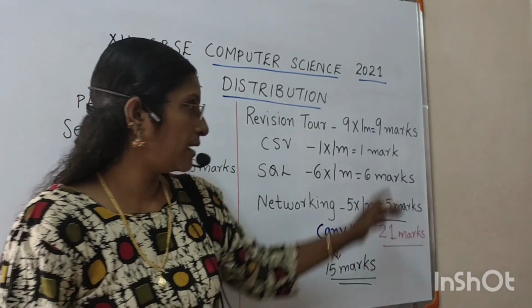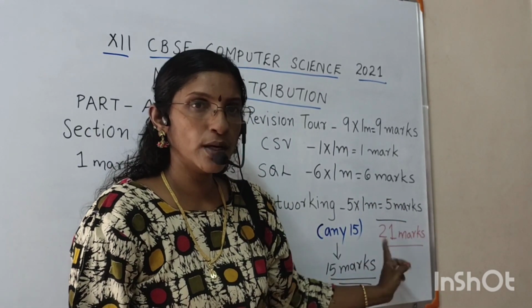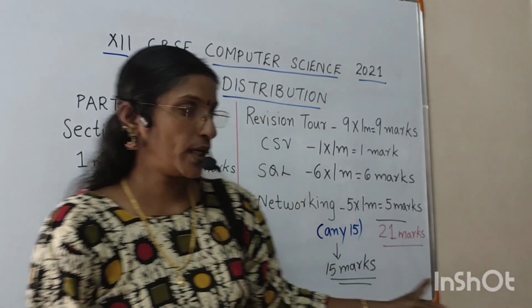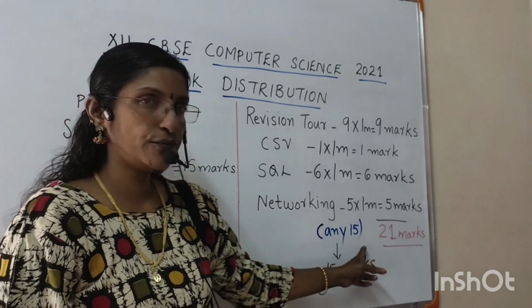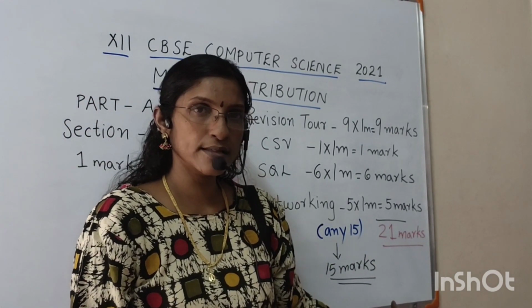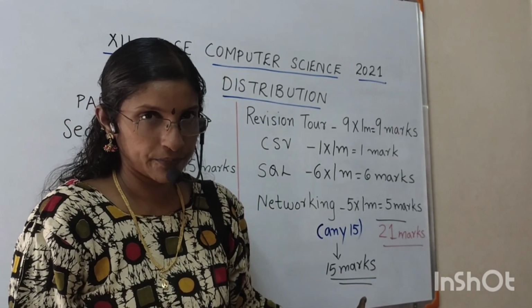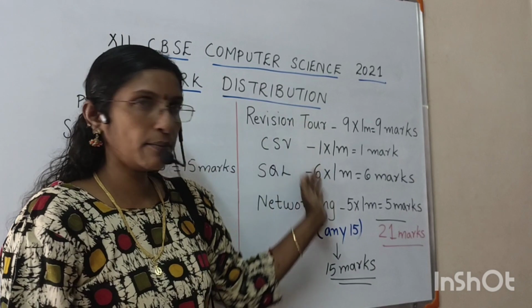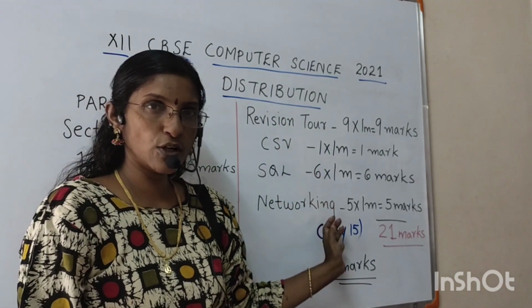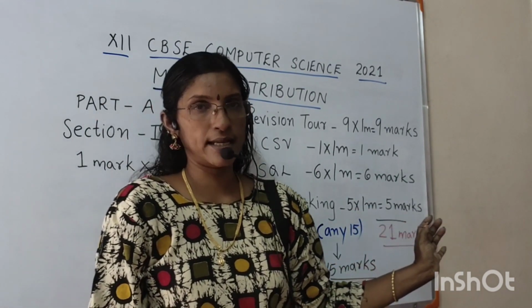So in total, 9 plus 1 plus 6 plus 5 will give you 21 marks, but we have to answer any 15 only. So the total marks which the student can score from this section is 15 marks. If you know the distribution of marks based on the topic, you can concentrate more on these topics and study well.